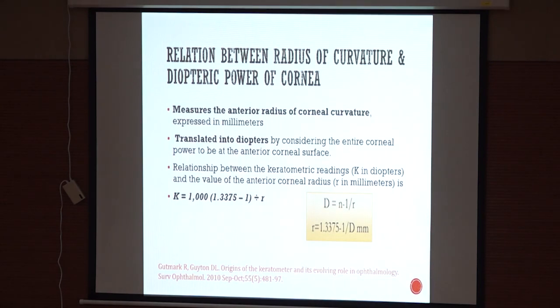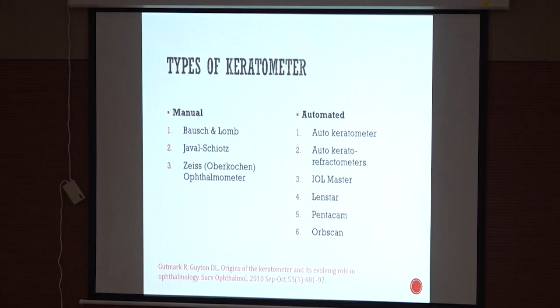And this relationship can be understood with this particular formula, where the dioptric power is equal to (N minus 1) divided by the radius of curvature that you've obtained in millimeters, where N is the aggregate refractive index of the cornea, taken as 1.3375. And this helps us to convert the millimeter readings into the dioptric power.